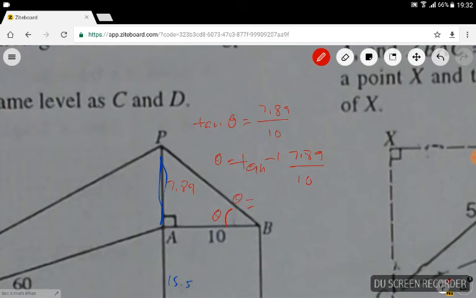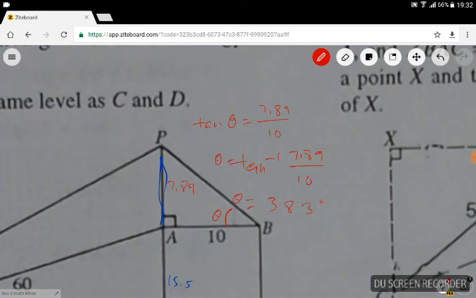So how do I press inverse tangent? There's actually this function, shift tangent, see? Tangent inverse. Then you just press 7.89 divided by 10, which is 0.789, and you get 38.3. Right, so the answer is 38.3 degrees.